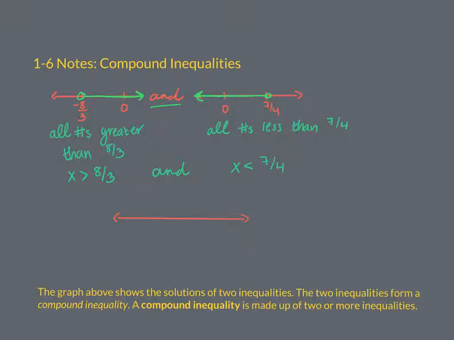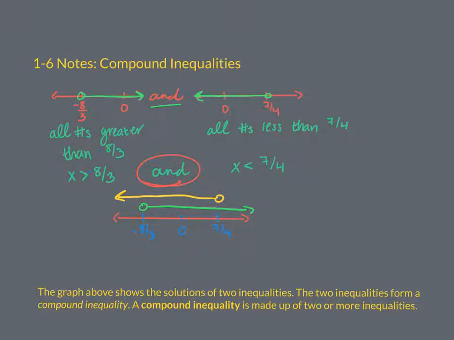So what I'll do is graph both. I have negative 8/3 and 7/4. There's a 0 in between. It says all numbers greater than negative 8/3, so that's going to be open on negative 8/3 and then going to the right. And then it's all numbers less than 7/4, so open on 7/4, going to the left. What's different here is that we have the word and. That means we want everything that's a solution for the inequality on the left and on the right. So it has to be an answer for both.